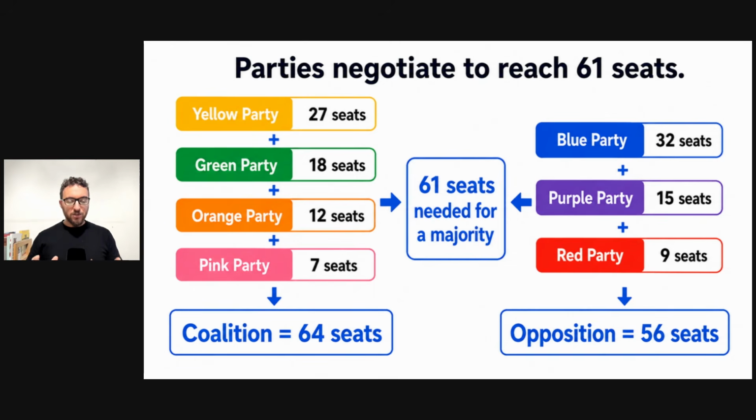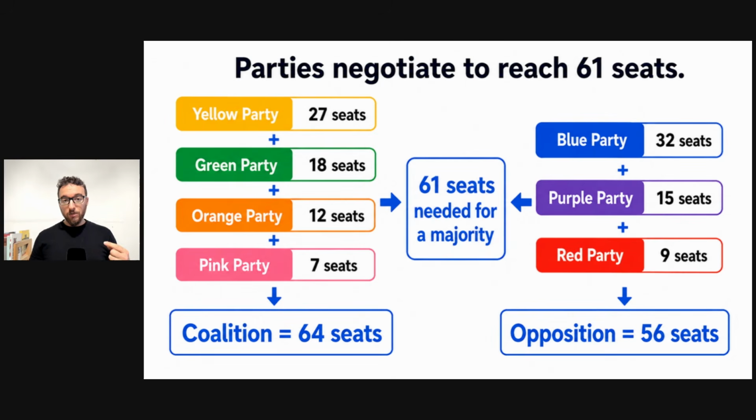Let's look at the example on the screen. And let's say that the pink party, instead of just being on team yellow, is undecided. And so we have these two clear camps. We have blue, purple, and red, who have 56. And we have yellow, green, and orange, who have 57. And then pink is undecided. Now, it's pretty easy to see at this point that pink holds all the cards. Whichever side pink decides to join is going to be able to form a government. And so pink can really punch above its weight and extort blue or yellow to get whatever it wants in order to form a government.